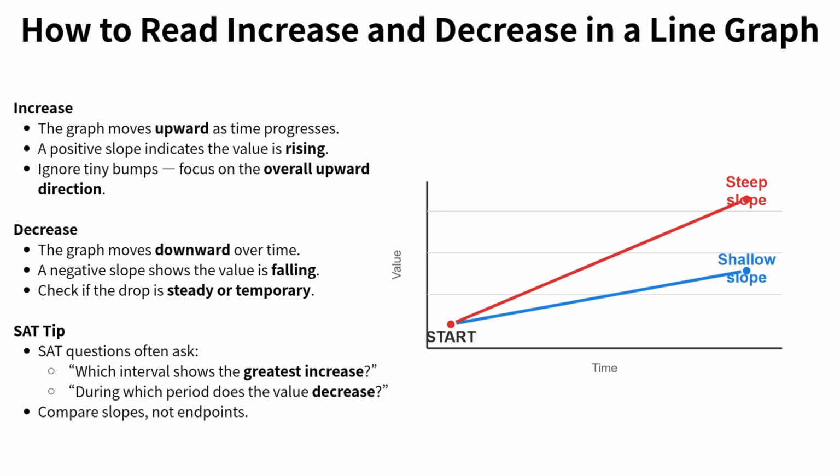A decrease happens when the graph moves downward over time. A downward movement means a negative slope, showing that the value is falling. Pay attention to whether this decline is steady or only temporary, because SAT questions often depend on these differences.